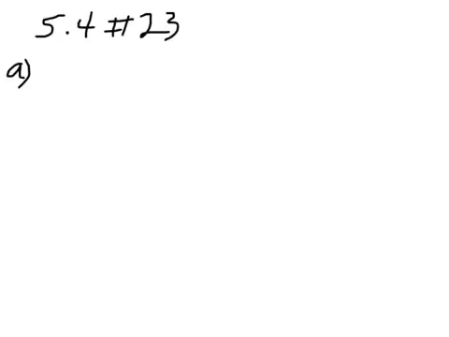Okay, 5.4, number 23. A says write the complex conjugate of 4 plus 7i. Now, this 4 plus 7i is based on that thing they told you about, that in the complex numbers there's a real part and there's an imaginary part. We have an a, which is our real part, and we call the b, the coefficient of i, the imaginary part.